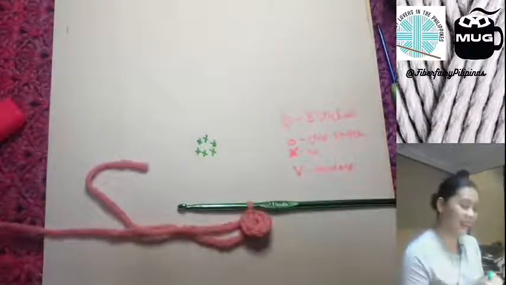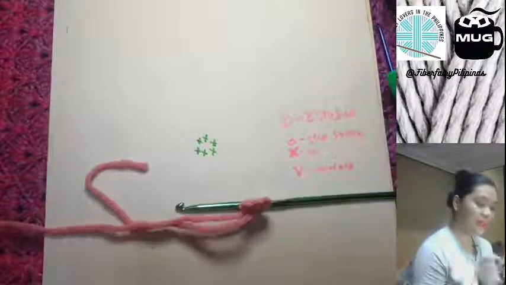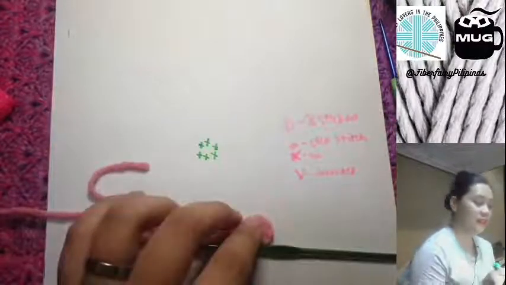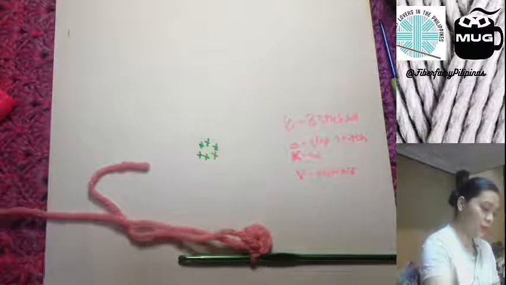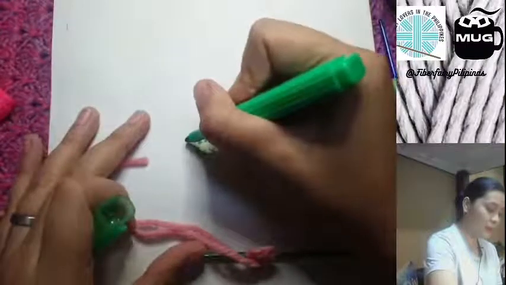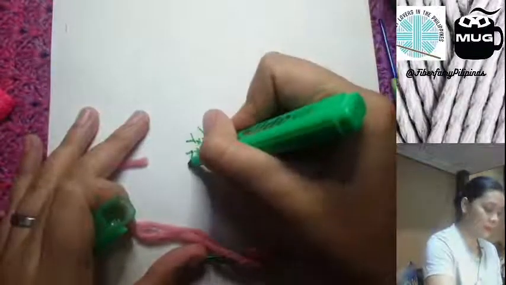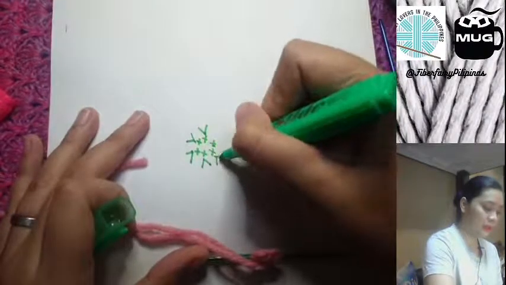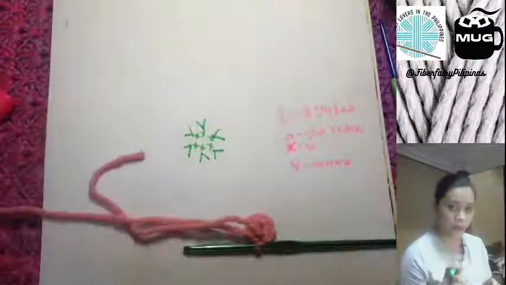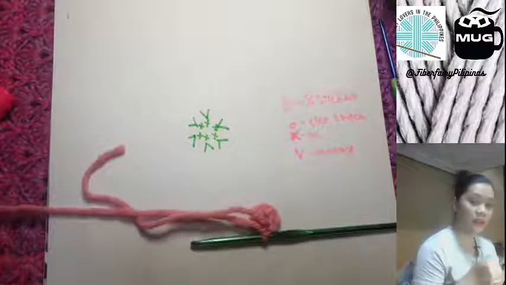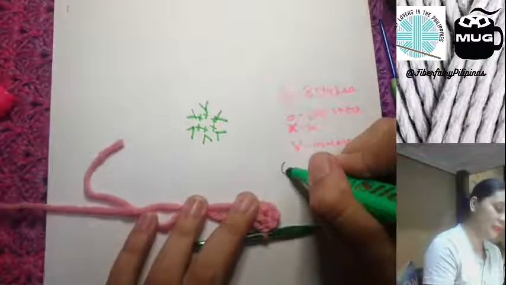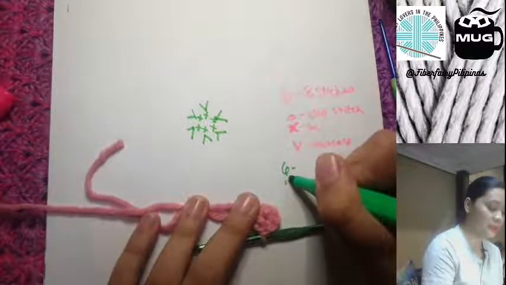5, 6. So, isipin nyo na lang bilog siya. Okay. So, dun sa bilog, pag nag-increase ka, the first increase is always tigalawa. So, ito magiging 2, ito magiging 2, ito magiging 2, ito magiging 2, ito magiging 2, ito yung magiging 2. Okay. Yun. So, from 6 stitches, magmamath tayo at sana kayanin ang utak ng Mamshie nyo. From 6 stitches, magiging 12 stitches siya.